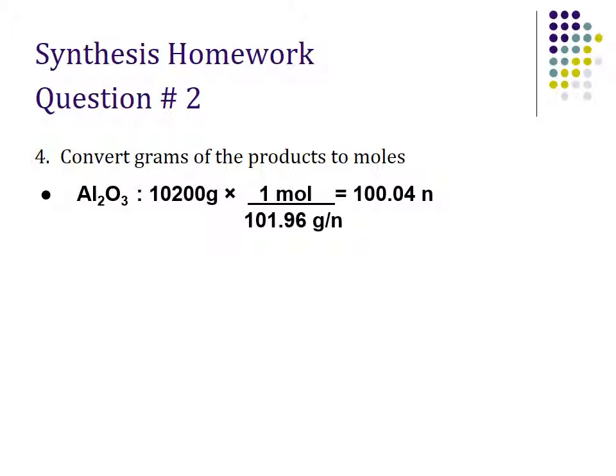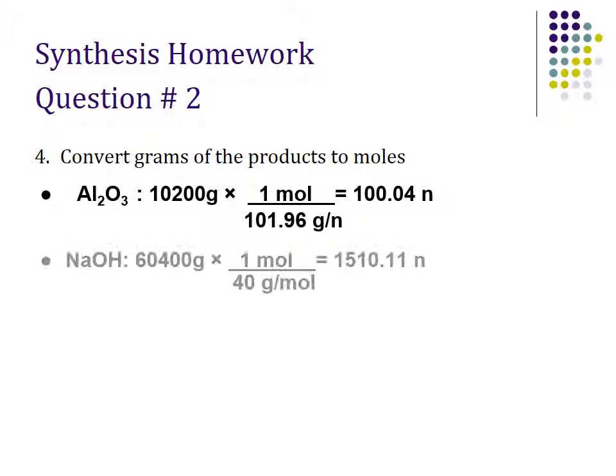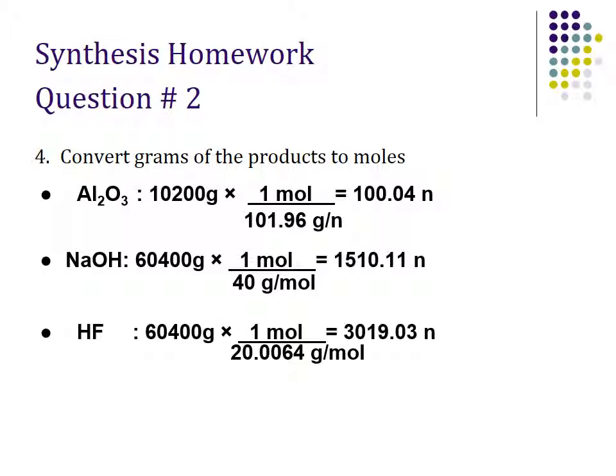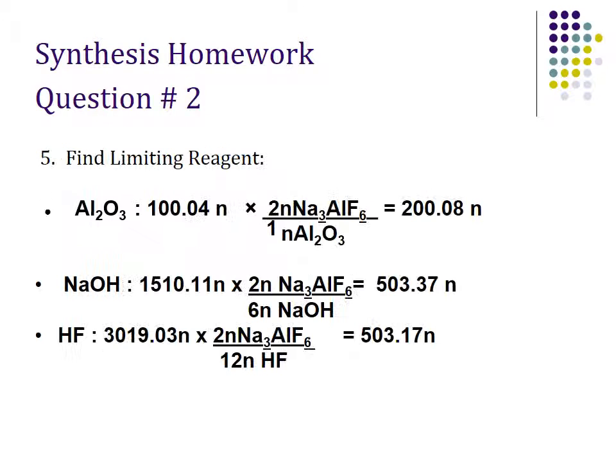We follow the same procedure for the remaining reactants. For NaOH, we get 1,510.11 moles, and for HF, we get 3,019.03 moles. Now that we have the moles of each of the reactants, we want to see how many moles of the product will be produced. We will start with Al2O3.